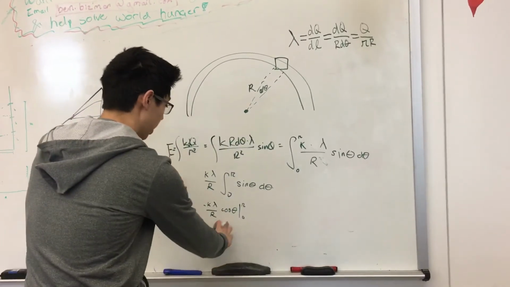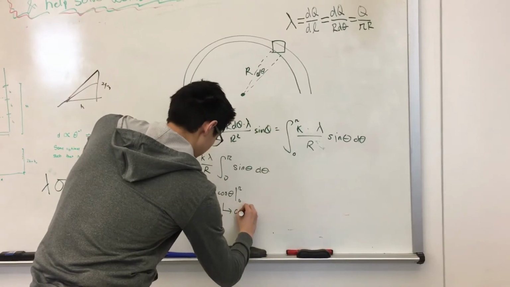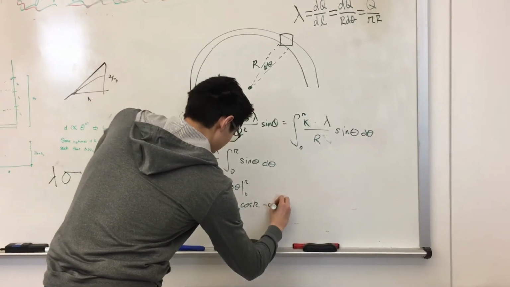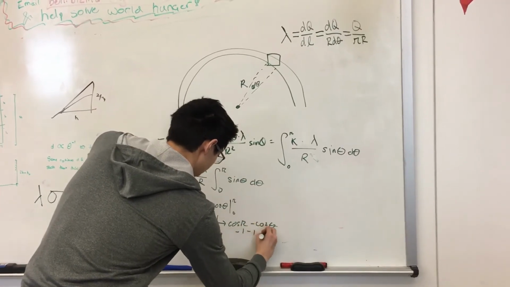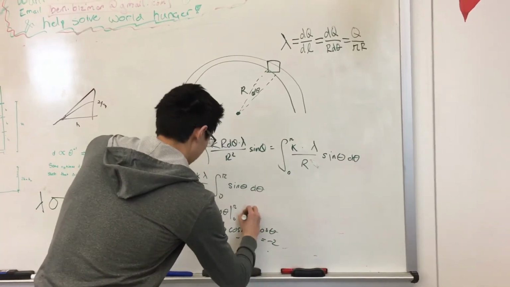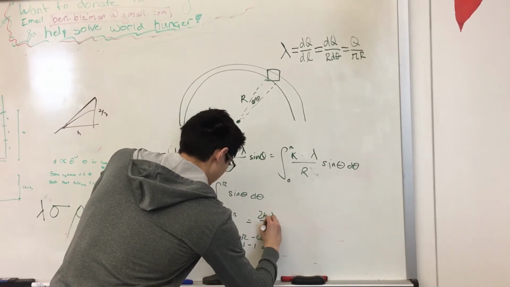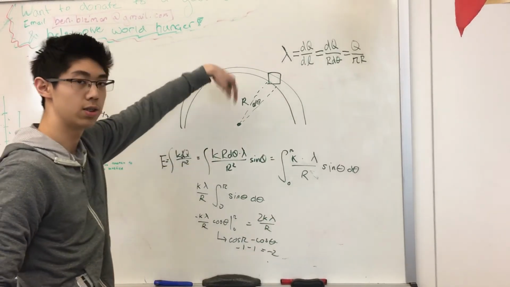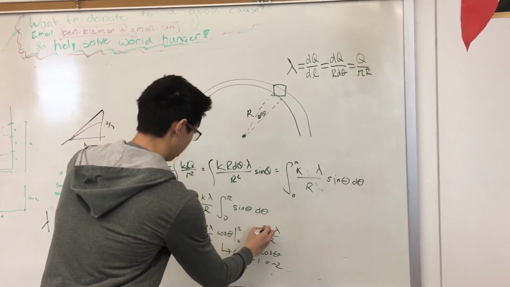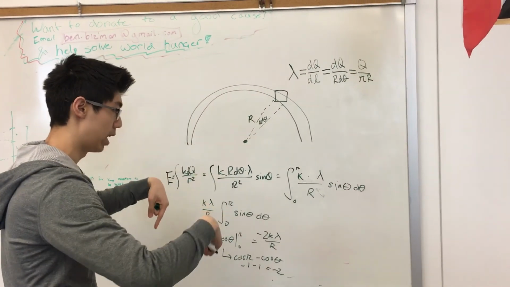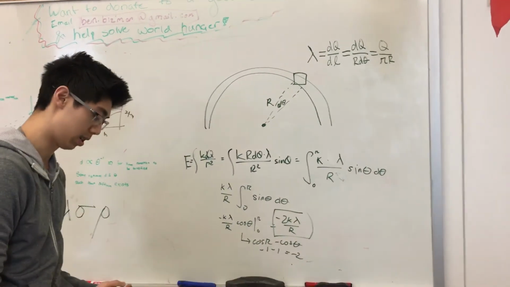And then we can plug in our bounds. Equals cosine of pi minus cosine of 0, which equals negative 1 minus 1, which equals negative 2. So we're left with 2k lambda over r. And since the electric field is pointing inwards, we're going to make this negative, in the y direction. So this is going to be our electric field.